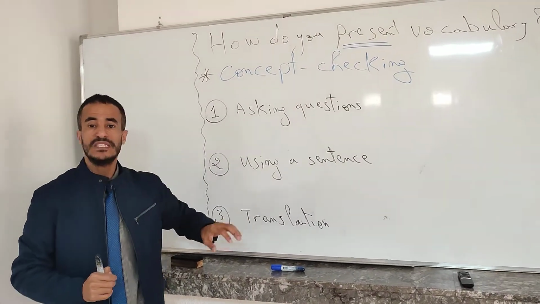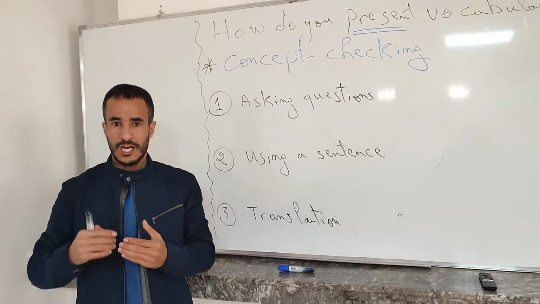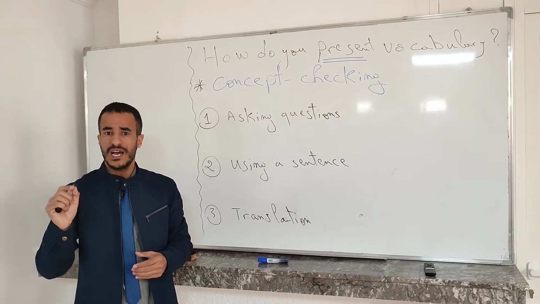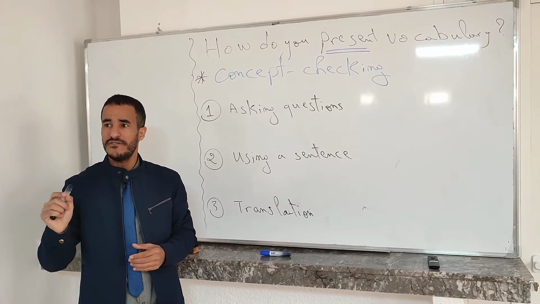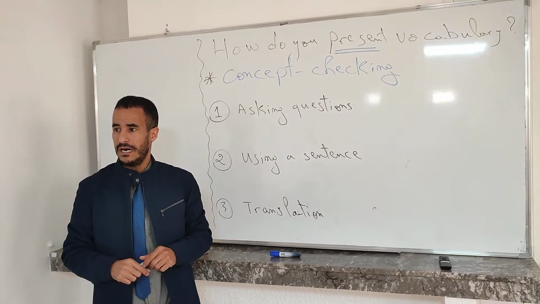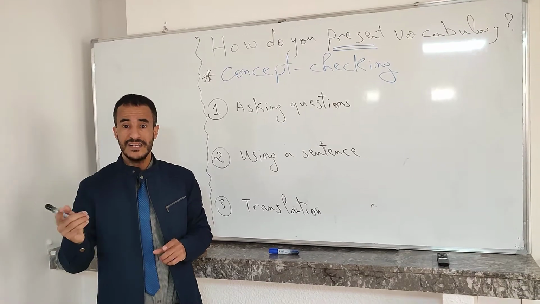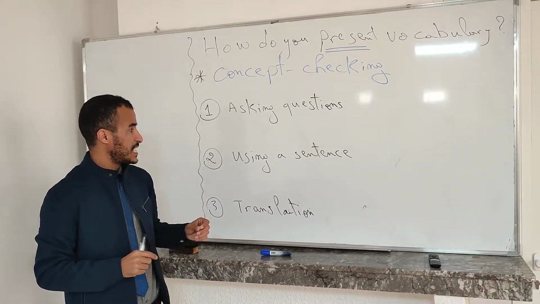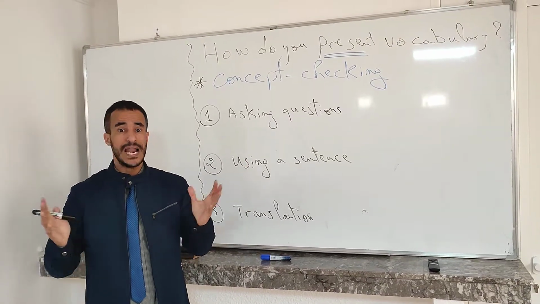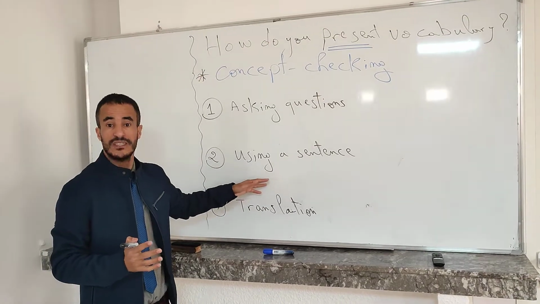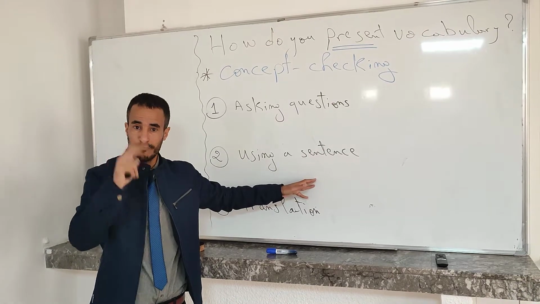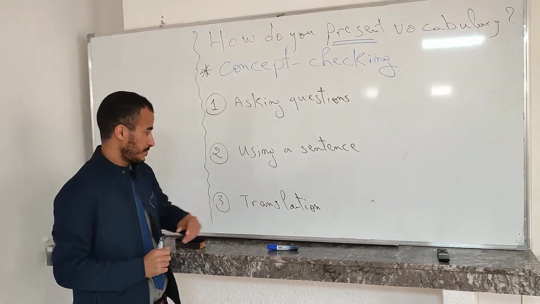Number two, using a sentence. Again, we are going to teach students colors. At the end, I'm going to tell them, can you put color in a sentence? So my favorite color is blue. Or can you put the word yellow in a sentence? The sun is yellow. Or can you put black in a sentence? Night is black. So here we make sure that the students understand. It's better than the question, do you understand?